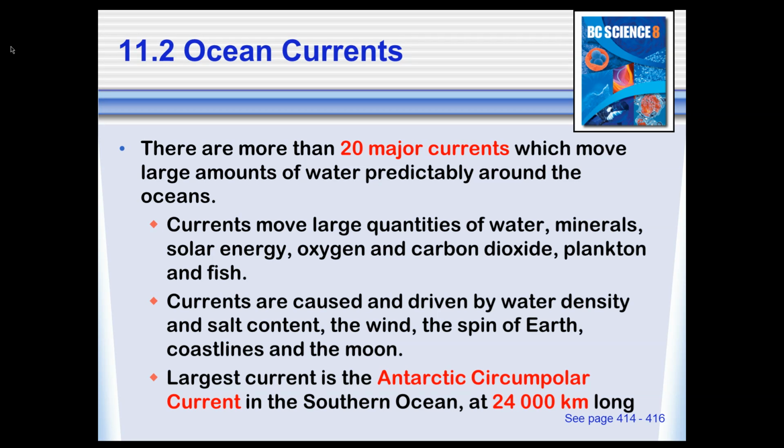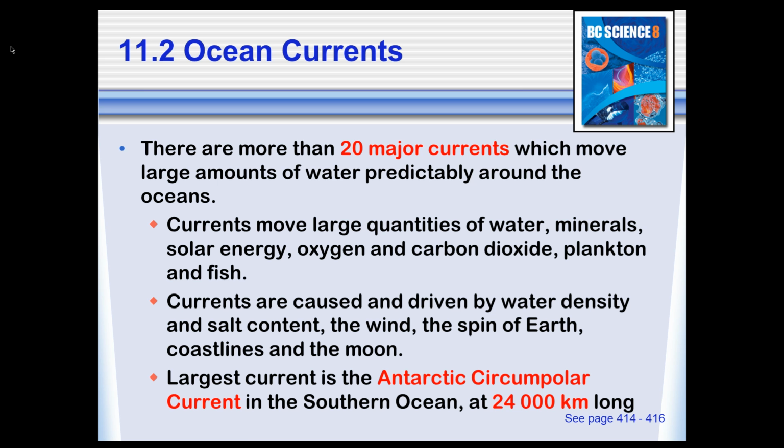Look at how ocean water moves around the world. We're going to look at ocean currents. There are more than 20 major ocean currents which move large amounts of water semi predictably around the oceans. Currents not only move lots of water, but they move lots of minerals, lots of energy, oxygen, carbon dioxide, plankton, and fish, which is why they're so important and why we're going to spend some time looking at them.